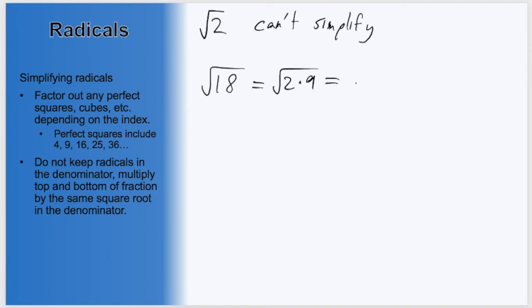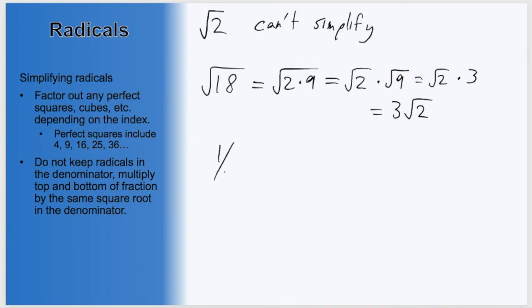We've seen that these roots can distribute into multiplication, so we can split this up into the square root of 2 times the square root of 9. Now we know that the square root of 9 is 3, so for our answer, we get 3 times the square root of 2. We conventionally write any numbers multiplying a radical to the left of it, so we don't confuse it for a number inside of the radical.